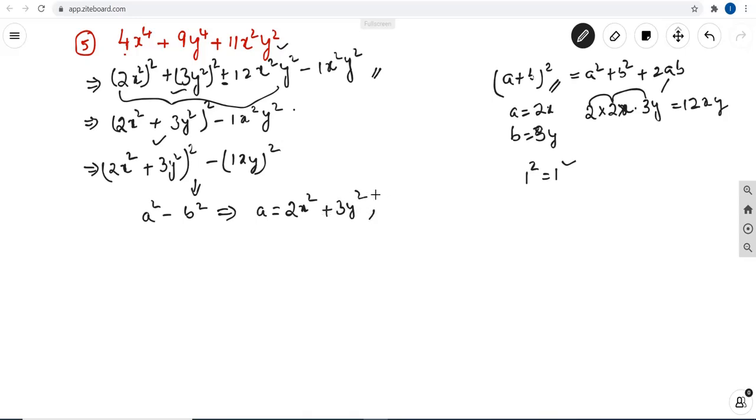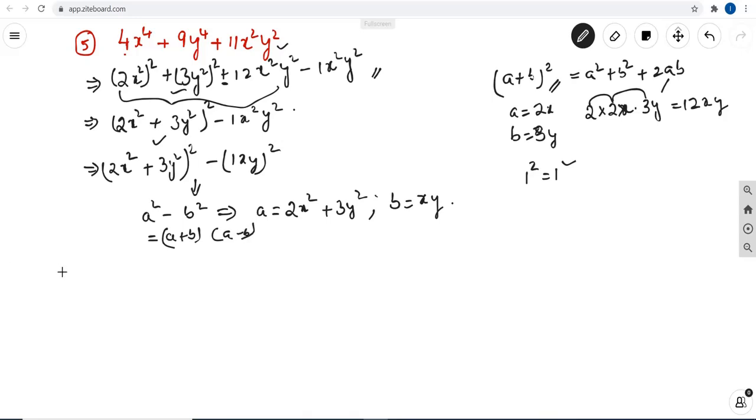And what is b here? b is 1 into xy, which is nothing but xy only. So I'll substitute it and use this identity. I hope everyone knows the identity. If you want, I will write it down here. This identity is equal to (a plus b) into (a minus b).